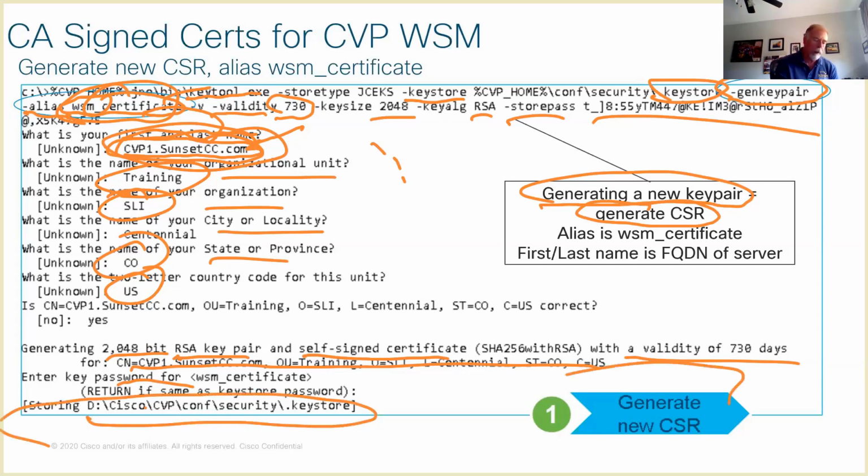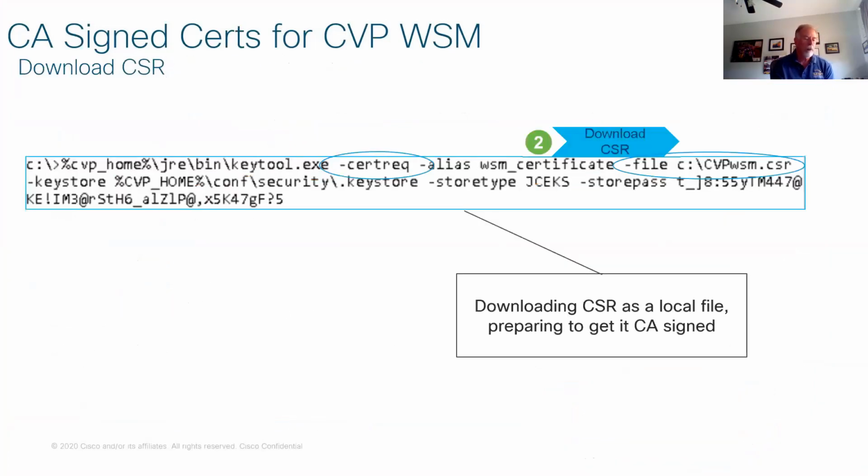All that did was generate the new CSR, but it didn't allow me to download a copy of that. So what I've got to do now on the next slide is just simply download that CSR. Remember, if this was IIS, you'd be kind of doing this all in one fell swoop.